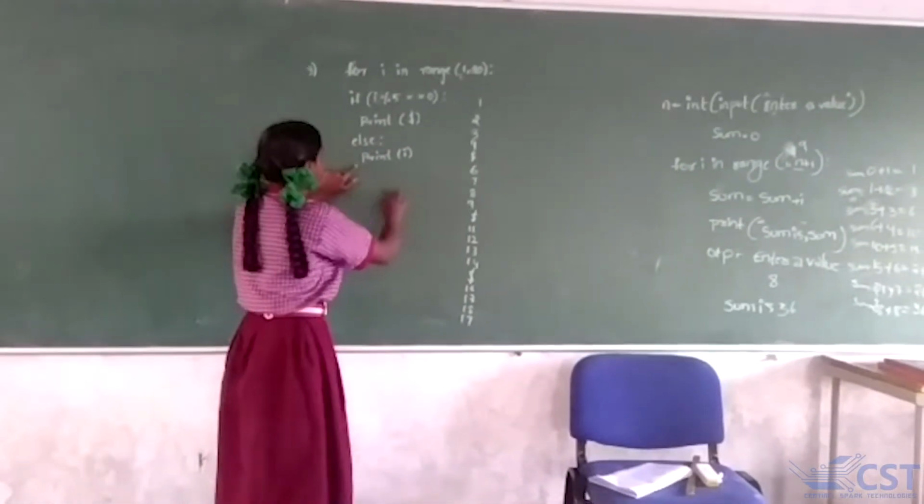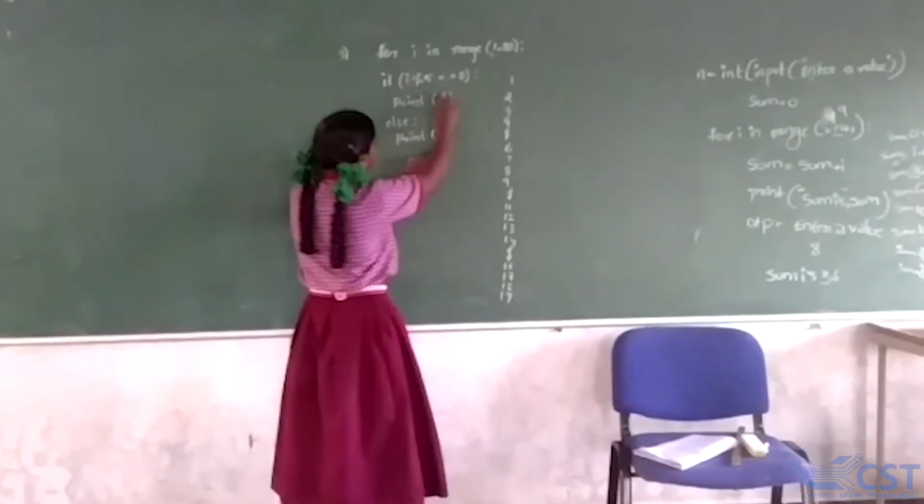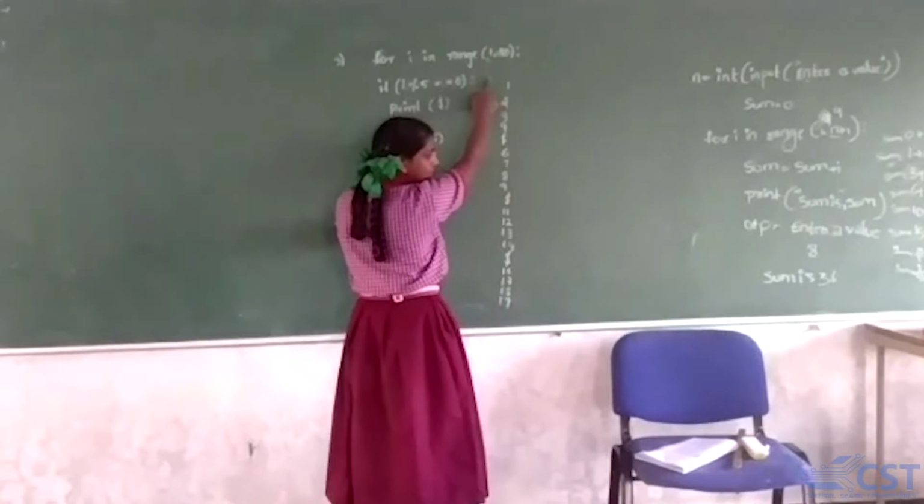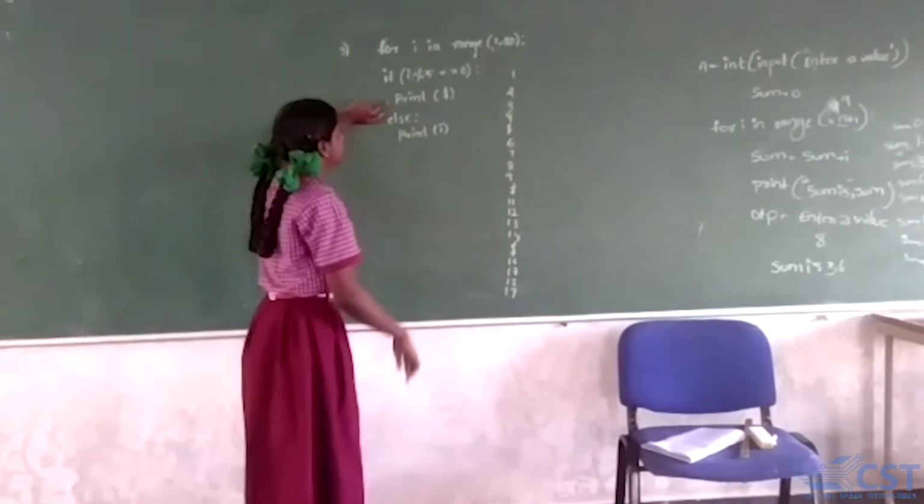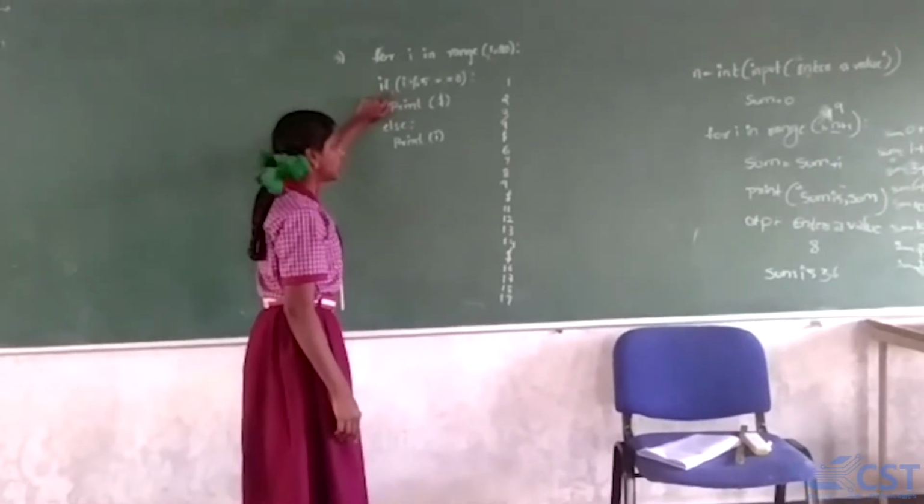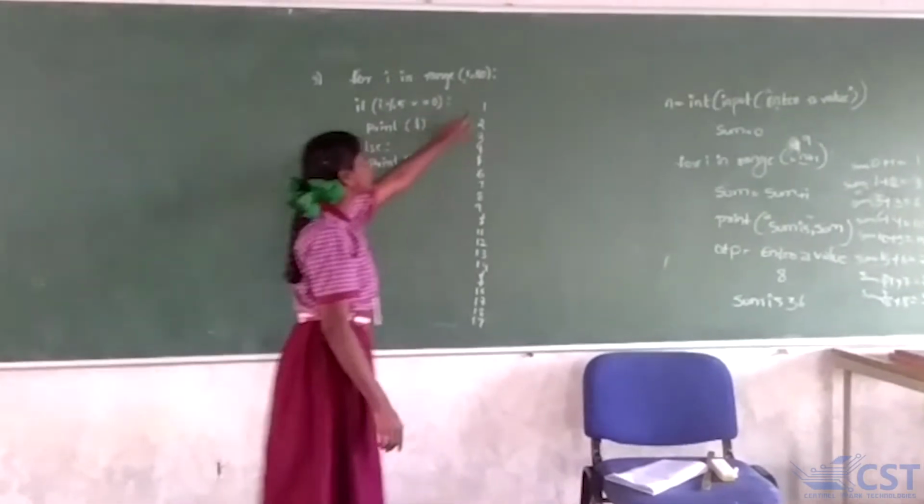And from 1, print I. Our I value is 1. Then, is 1 less than 20? Yes. Okay, but can it be divisible by 5? No. So we will come to the else condition. Print I. Then we will print 1.